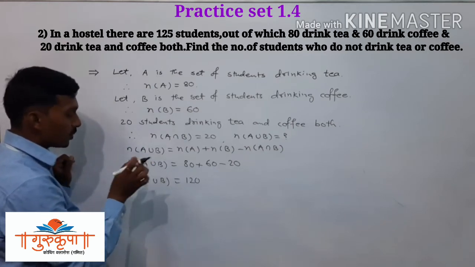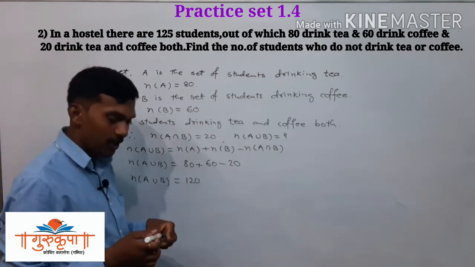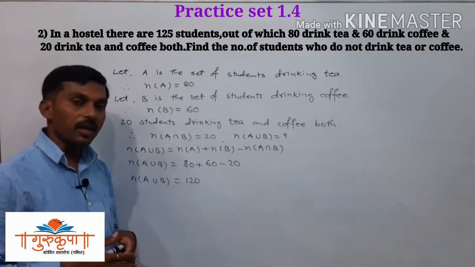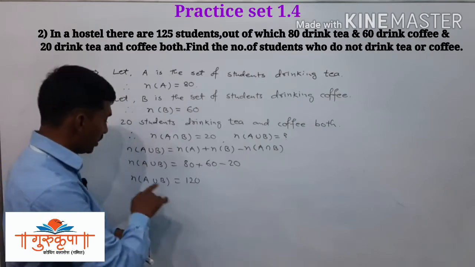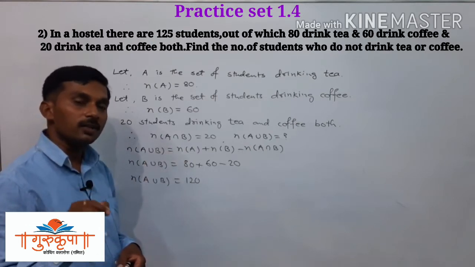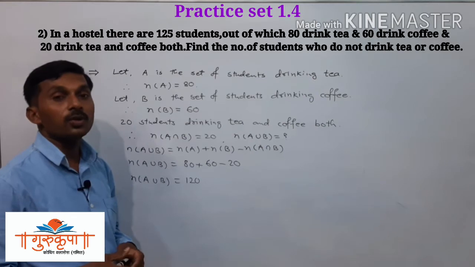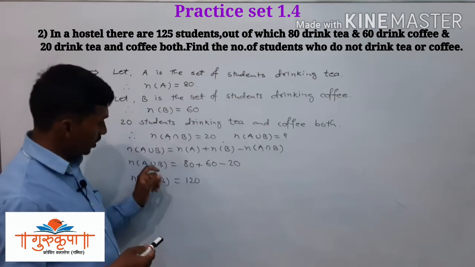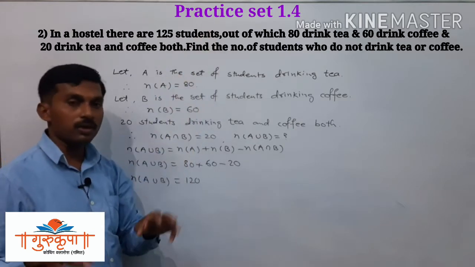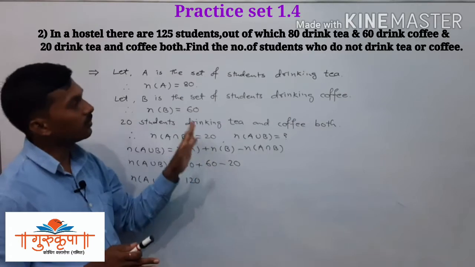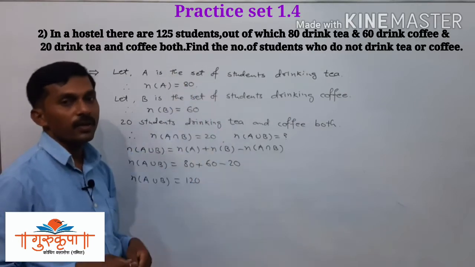This is the number of students drinking tea, coffee, and both tea and coffee. That is the number of A union B. But actually we have to find the number of students which do not drink tea and coffee, means the number of students which do not drink any drink.